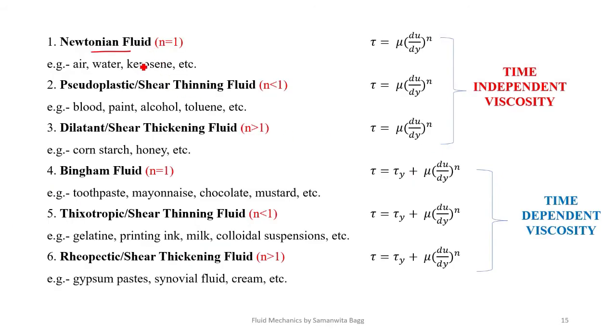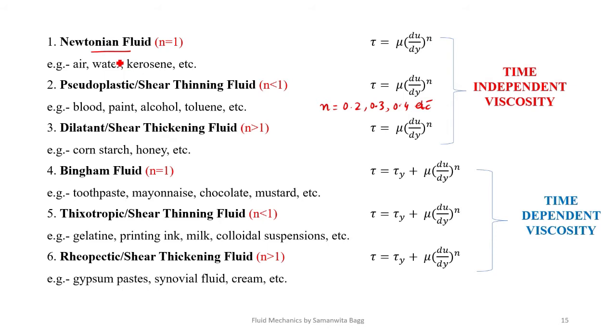The next type of fluid is called pseudoplastic or shear thinning fluid, where the value of n is less than 1. The equation remains the same: tau is mu du by dy raised to n, but the n value will be less than 1. So I can have, say, an n value of 0.2, 0.3, 0.4, etc. Any value which is less than 1. They are all included in pseudoplastic fluid where n is less than 1. Some examples are blood, paint, alcohol, toluene.